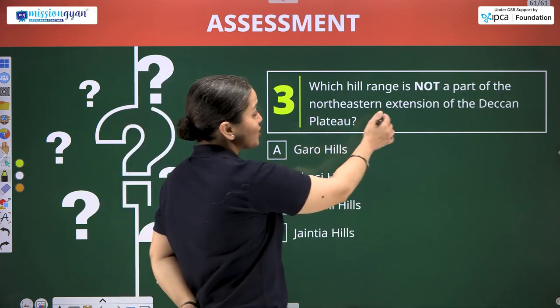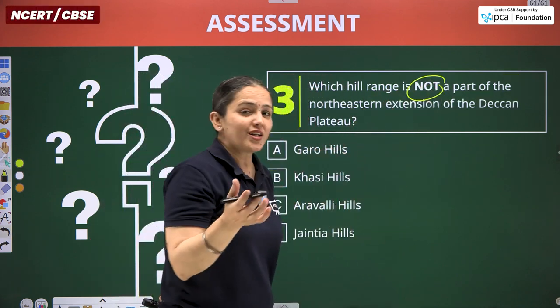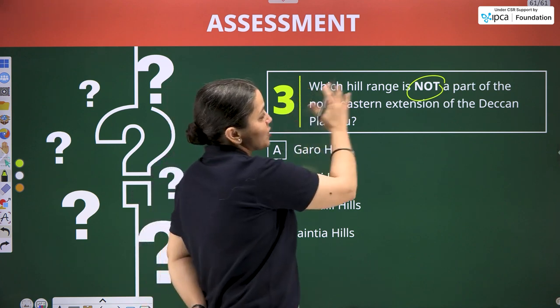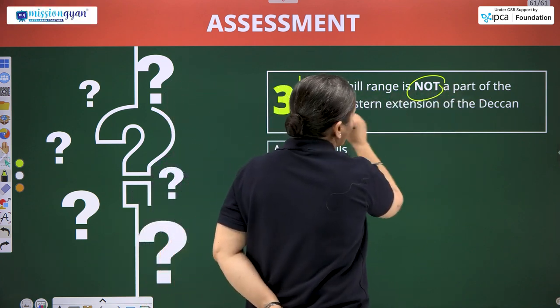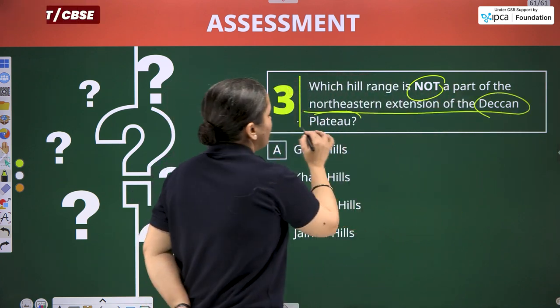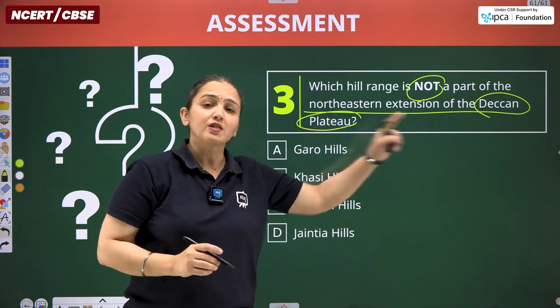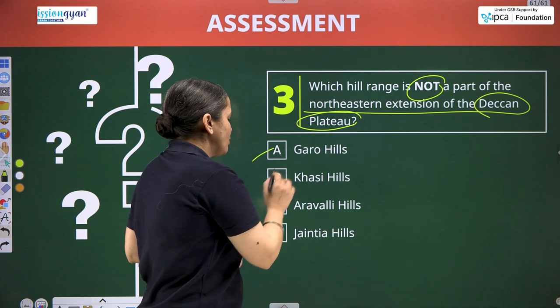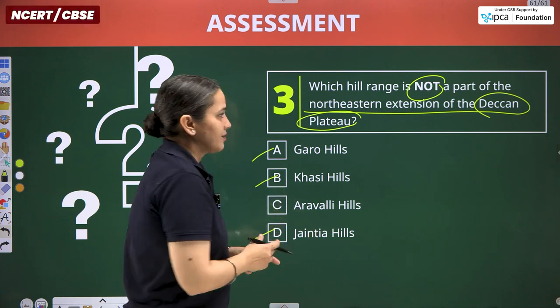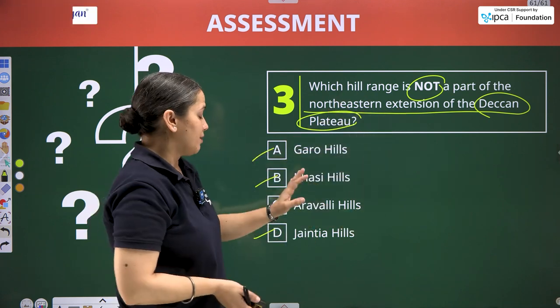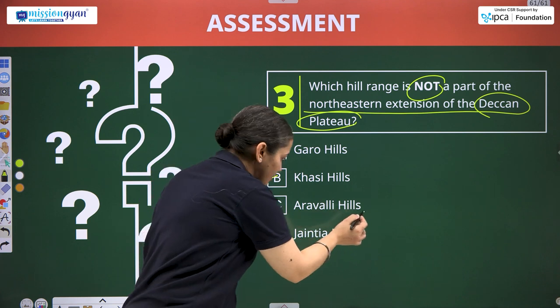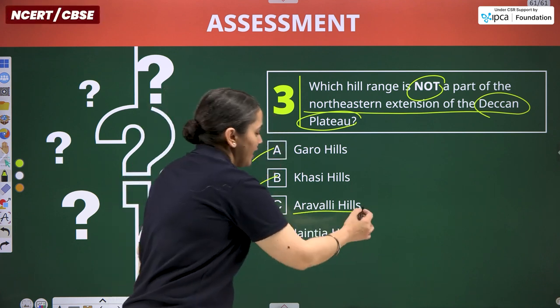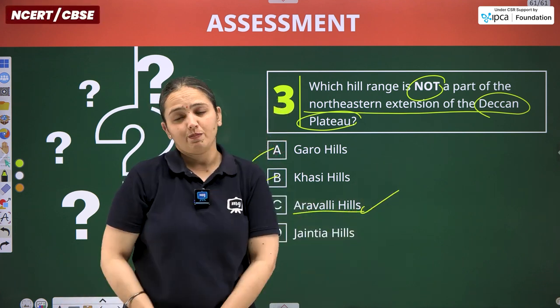Lastly, which hill range is not a part of the northeast extension of the Deccan Plateau? Again, 'not' is there, so be careful. We are talking about the northeast part, and the Peninsula lies in the southern part of India. So Garo, Khasi and Jaintia are in the northeast part. But the Aravalli Hills lie entirely in the western part.